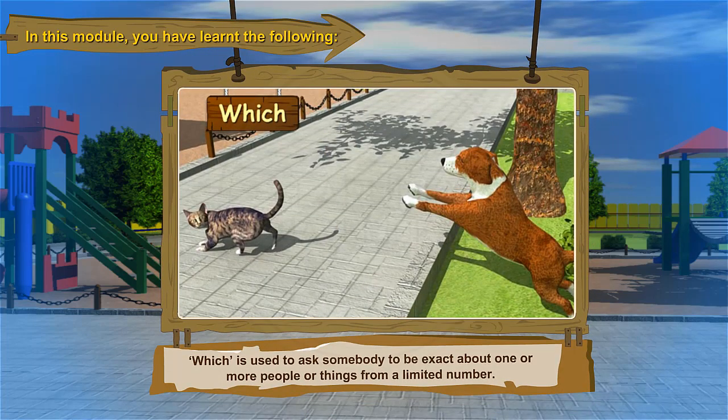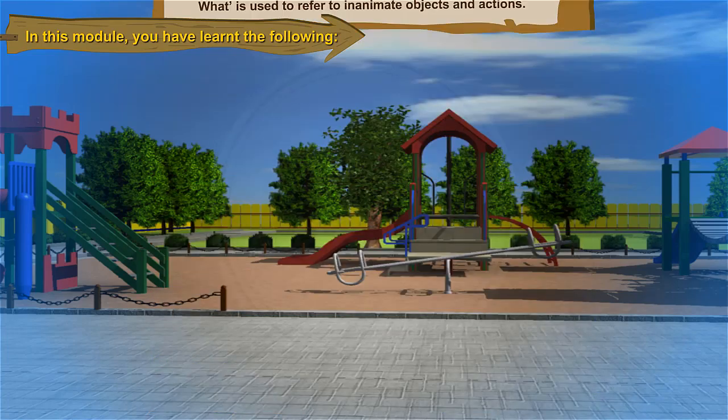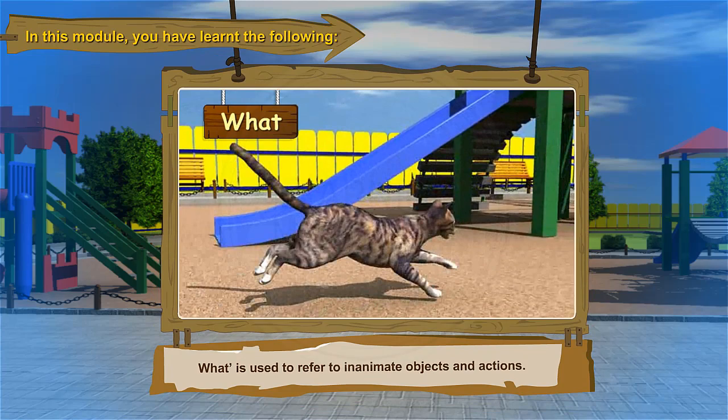Which is used to ask somebody to be exact about one or more people or things from a limited number. What is used to refer to inanimate objects and actions.